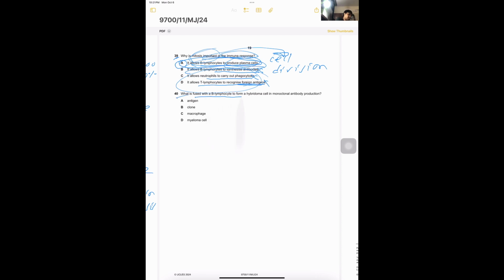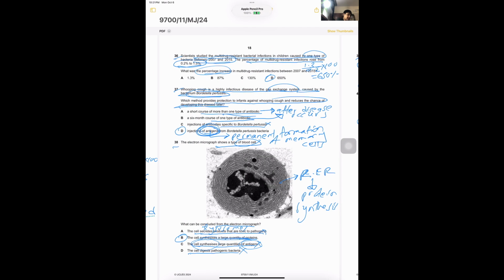What is fused with a B lymphocyte to form a hybridoma cell in monoclonal antibody production? Myeloma cells, which are the cancerous cells. Those are combined with this. So myeloma cells. This should be the answer. So the answer is D.